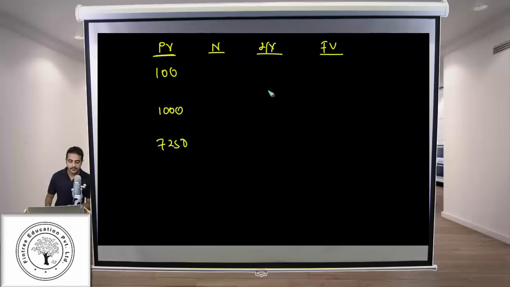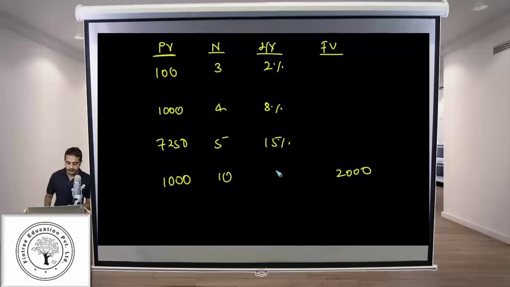In fact, let me build a nice table here. So we have present value, we have N, we have I/Y, we have future value. Present value 100, 1000, 7250, N is 3, N is 4, N is 5, this is 2%, 8%, 15%. This is 1000, this is 2000, and this is 10. Find out these. So I want you to find out the missing figures in this table. Can we have the first answer?